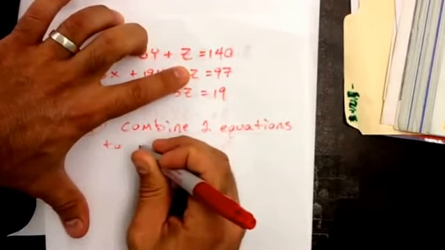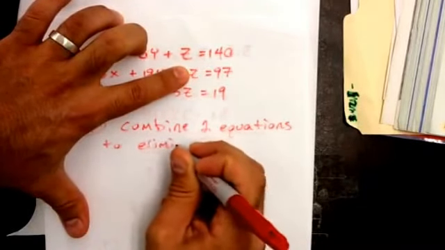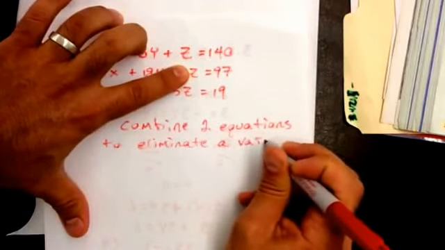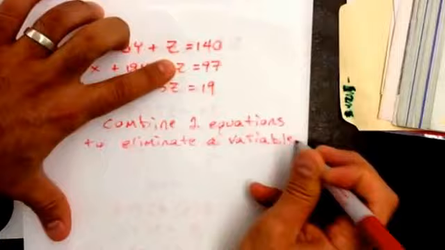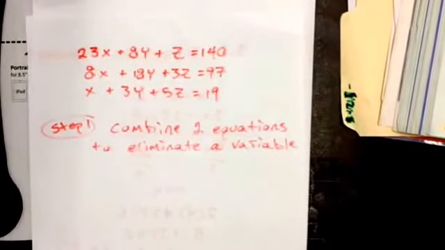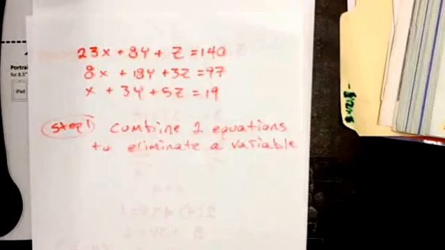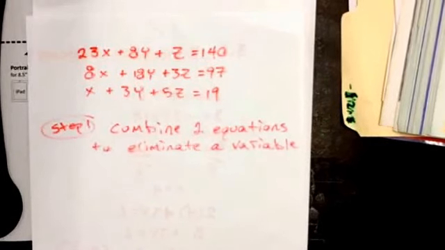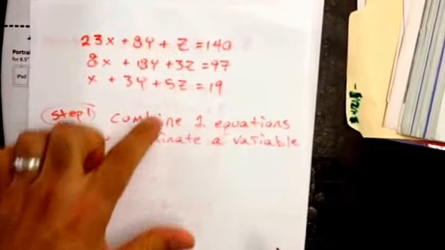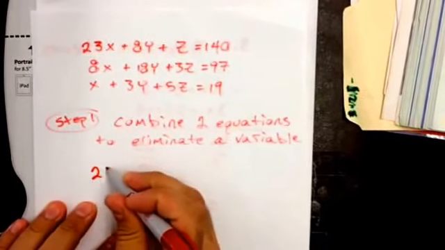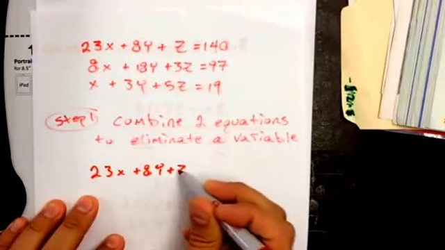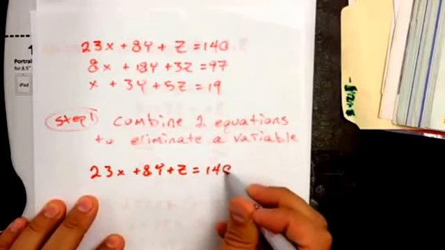to eliminate a variable. I get to pick which equations and I get to pick which variable. So I'm going to combine two equations to eliminate a variable. I'm going to try to grab a better marker right now. That one's kind of going out. For me, I'm going to combine the first one and the last one. And I'm going to eliminate the z.